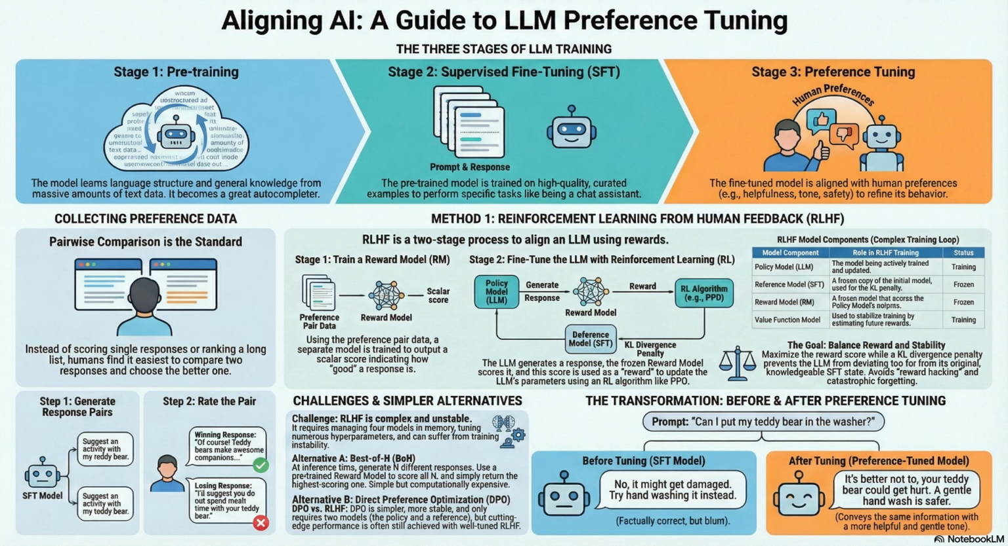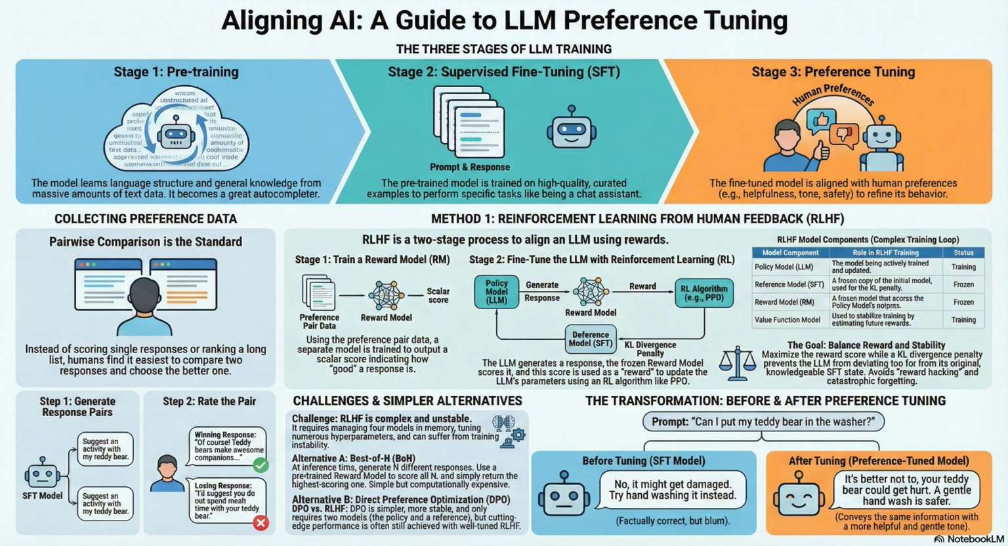Exactly. But the preference-tuned model, the result of this final alignment step, has learned that humans prefer a more empathetic, personalized tone. The response changes to something like, it's better not to, your teddy could get hurt. A gentle hand wash is much safer for special toys. The underlying facts are the same, but the behavior and tone have been completely aligned. The knowledge is the same, but the delivery is optimized for human interaction. And that really is the core takeaway. The journey of LLM tuning goes well beyond just initial knowledge acquisition. This final step, preference tuning, is where the model is truly refined into a trusted user-facing tool.